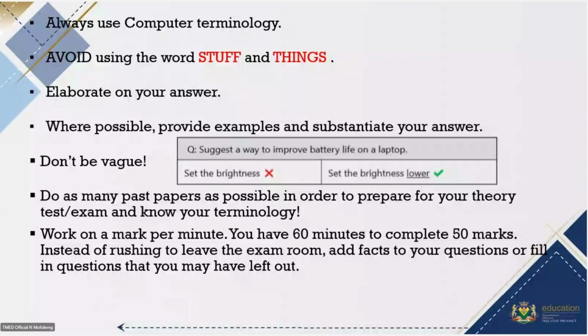Right, work on mark per minute. You have 60 minutes to complete the 50 marks. Instead of rushing to leave the examination room, add the facts to your questions or fill in questions that you may have left out. So please, when you see your friend going out, don't rush to go out as well, but go back to your script and look where you have left spaces and try to fill those spaces. Even where you are not sure about your answers, that is now the time for you to go back and fill in those answers that you did not feel confident about.